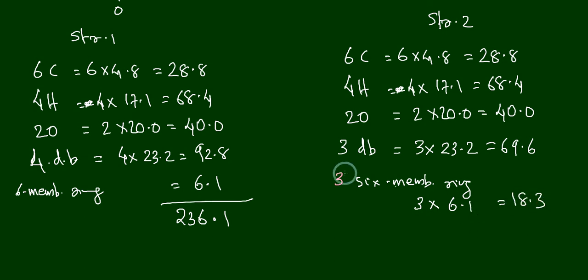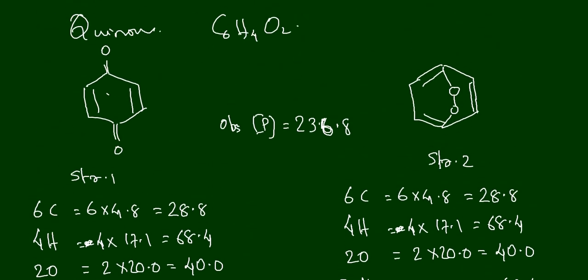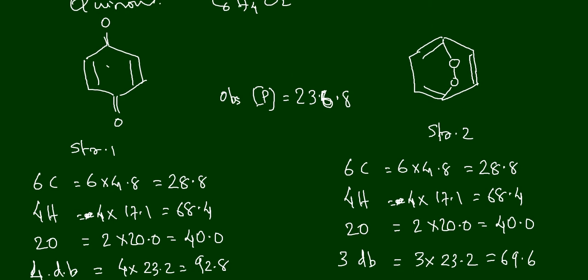So what is the difference between structure 1 and structure 2? Here there are 4 double bonds in structure 1, but in structure 2 there are only 3 double bonds. And in structure 1 there is only one 6-membered ring, but in structure 2 there are 3 6-membered rings. If you take the total of all these, we will get a value of 225.1.